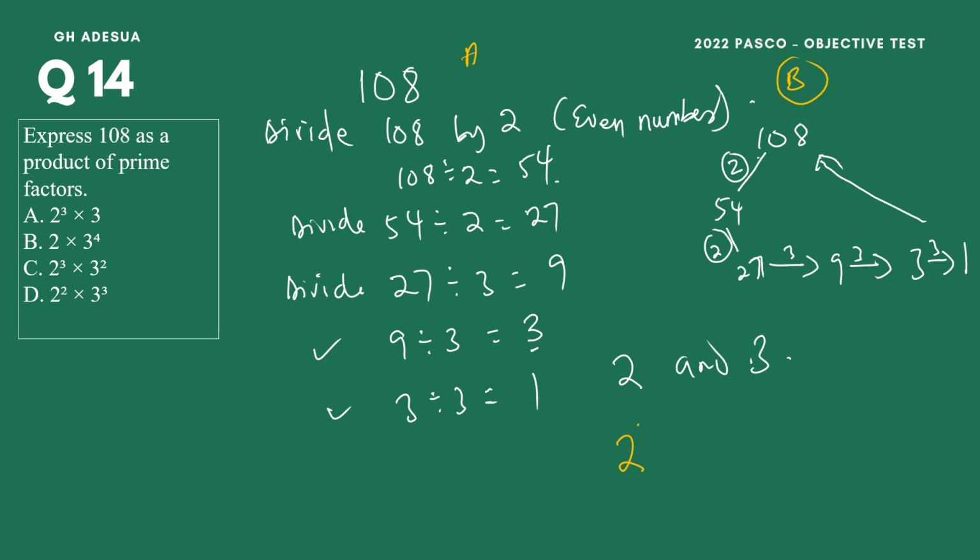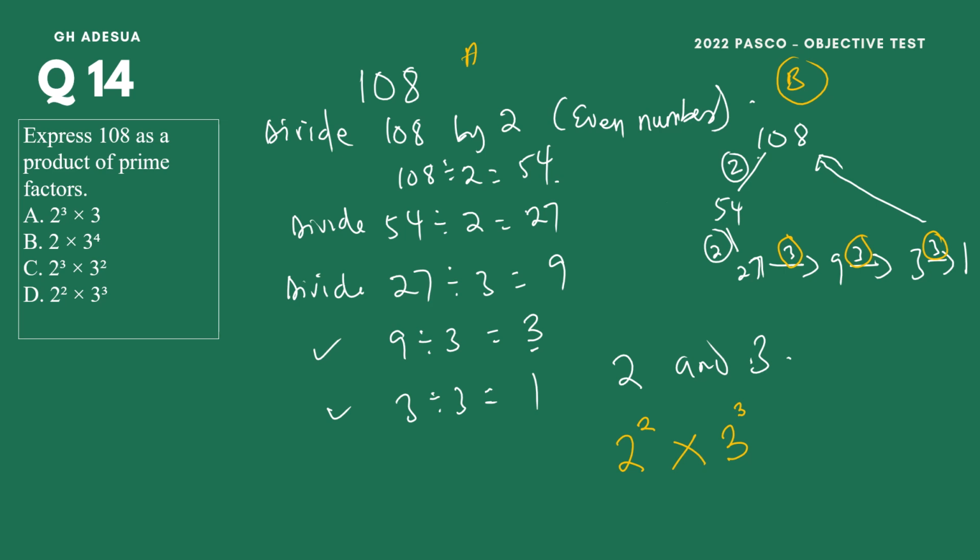So we write 2 raised to the power 2. The question also says a product. We know that a product is multiplication. And then for 3, we have 1, 2, 3 times of its division. 3 started by dividing 27, then broke it down to 9. The 3 further broke 9 into 3, and also did the same until we had 1 that we can't do anything about anymore. So realize that for 3, it came in 3 times. That is 3 raised to the power 3.